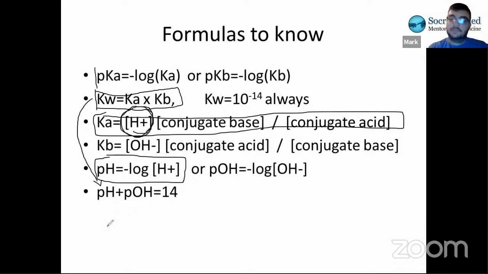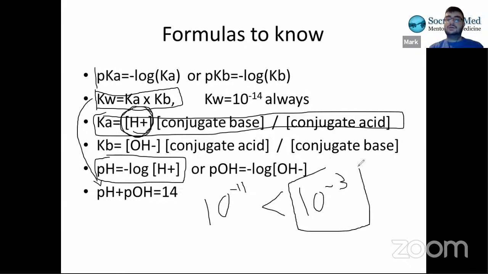10 to the negative 11, and I'll actually write it out. 10 to the negative 11th is smaller than 10 to the negative 3, right? So a pH of 3 means this. So you actually have more H plus than if you had a pH of 11 overall. So that's what that means, right? And that's how that relates mathematically.